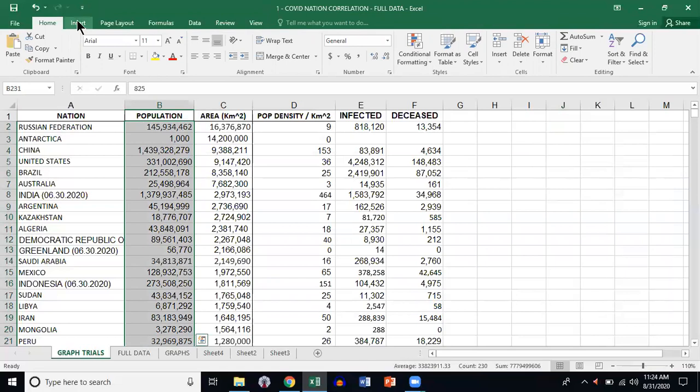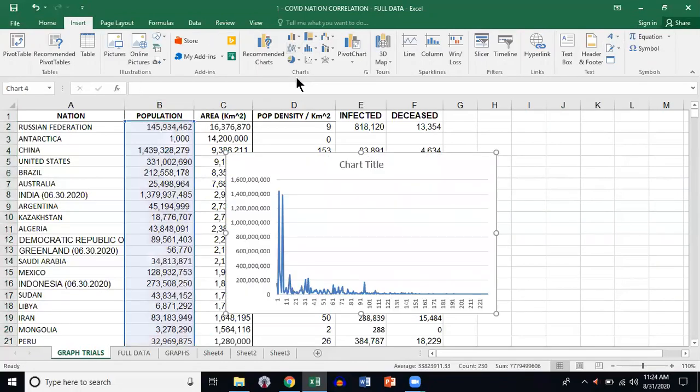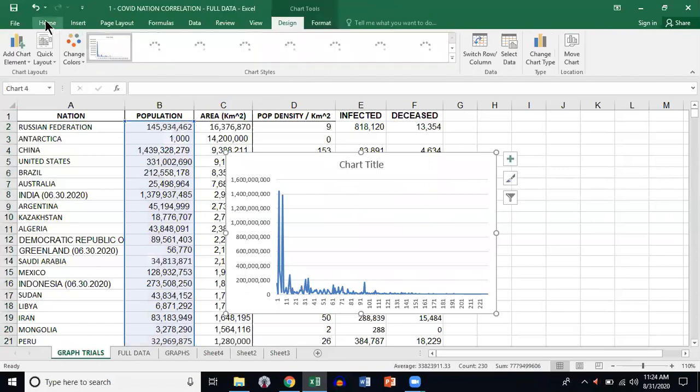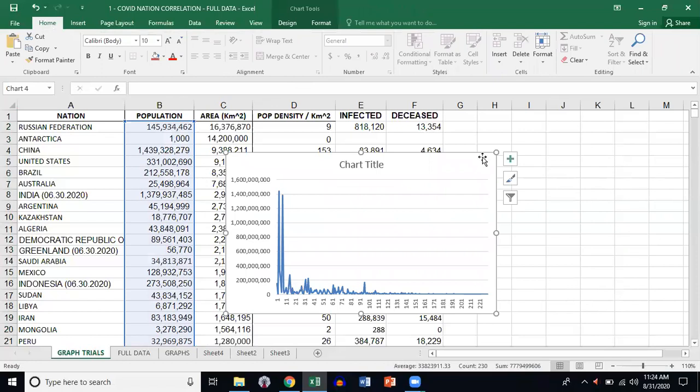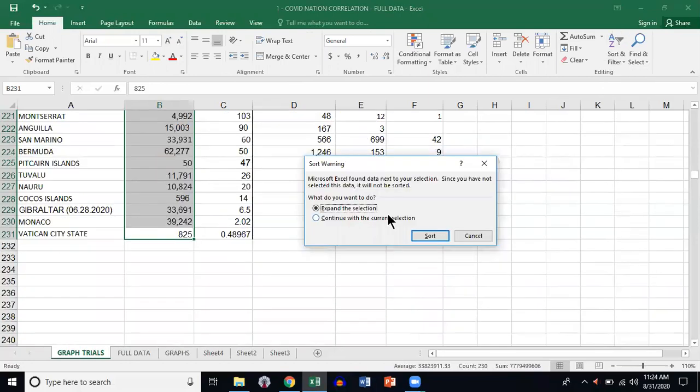Insert, line graph, first one. Oh, sorry, no, I'm not doing the line graph now. Sorry, go back to Home. Let's get rid of this graph. Okay, I still have highlighted the population here. Now I'm going to sort from largest to smallest. Expand the selection, yes. Okay, there it is.